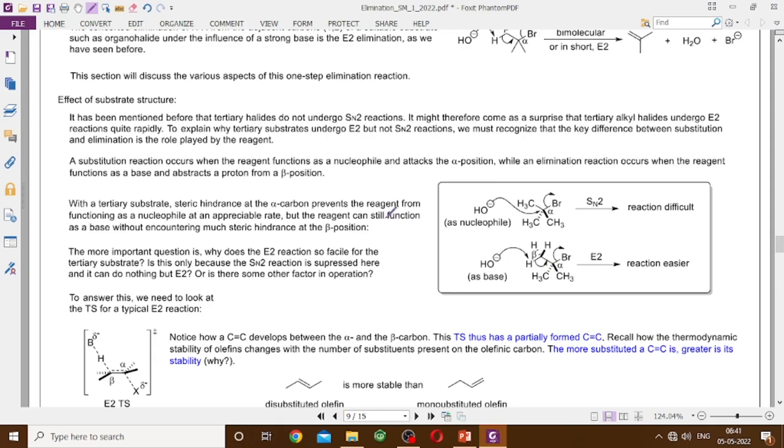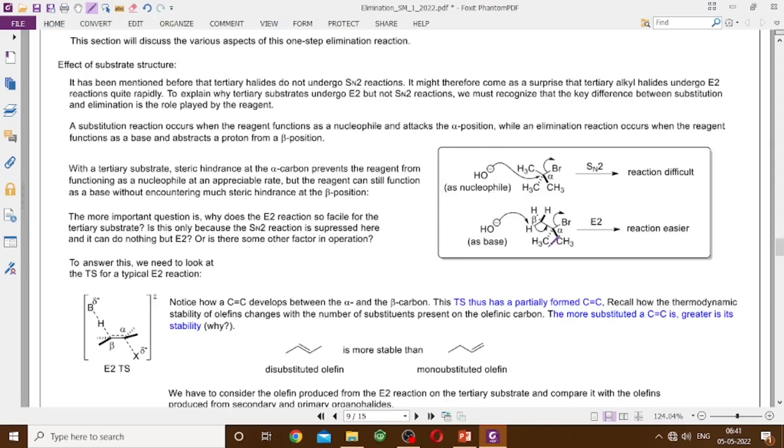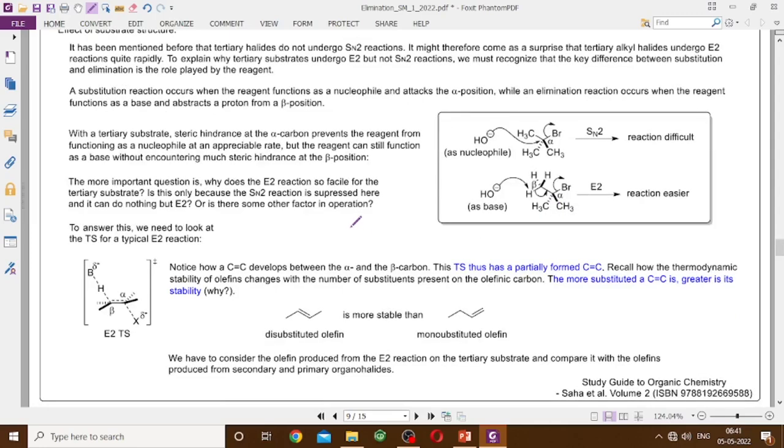But the question is, why is E2 favorable for the tertiary substrate? Is that because I have 9 beta hydrogens, and SN2 reaction cannot happen? Is that why the reaction is favorable? The answer to the question is, not exactly.